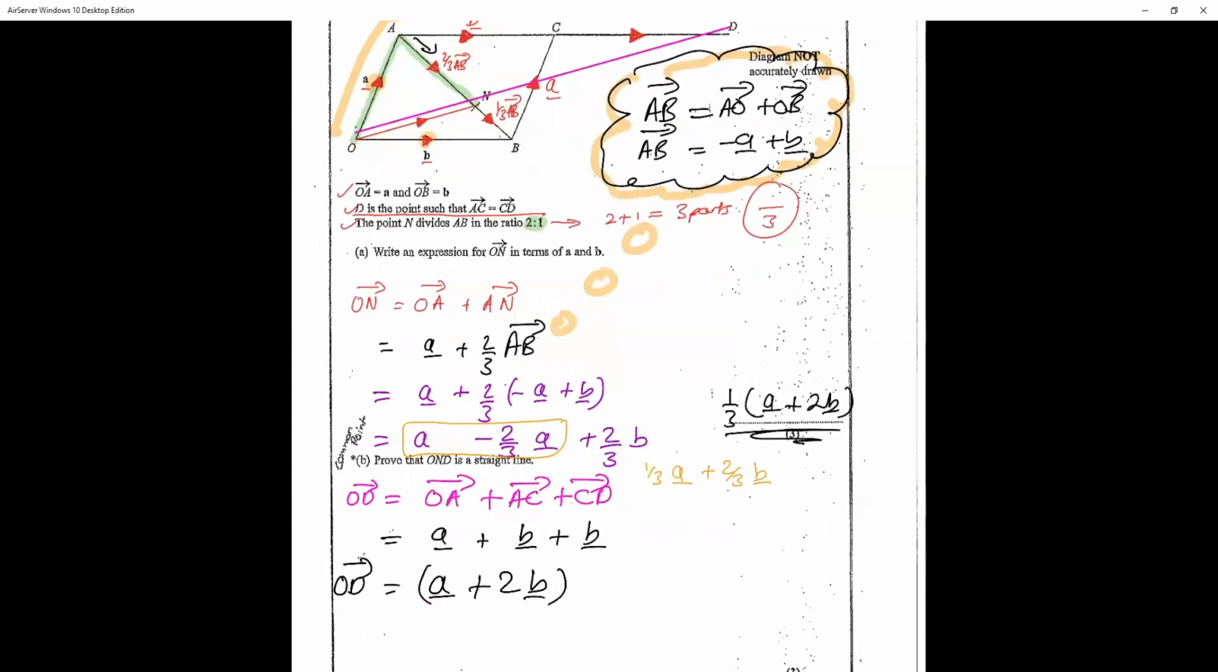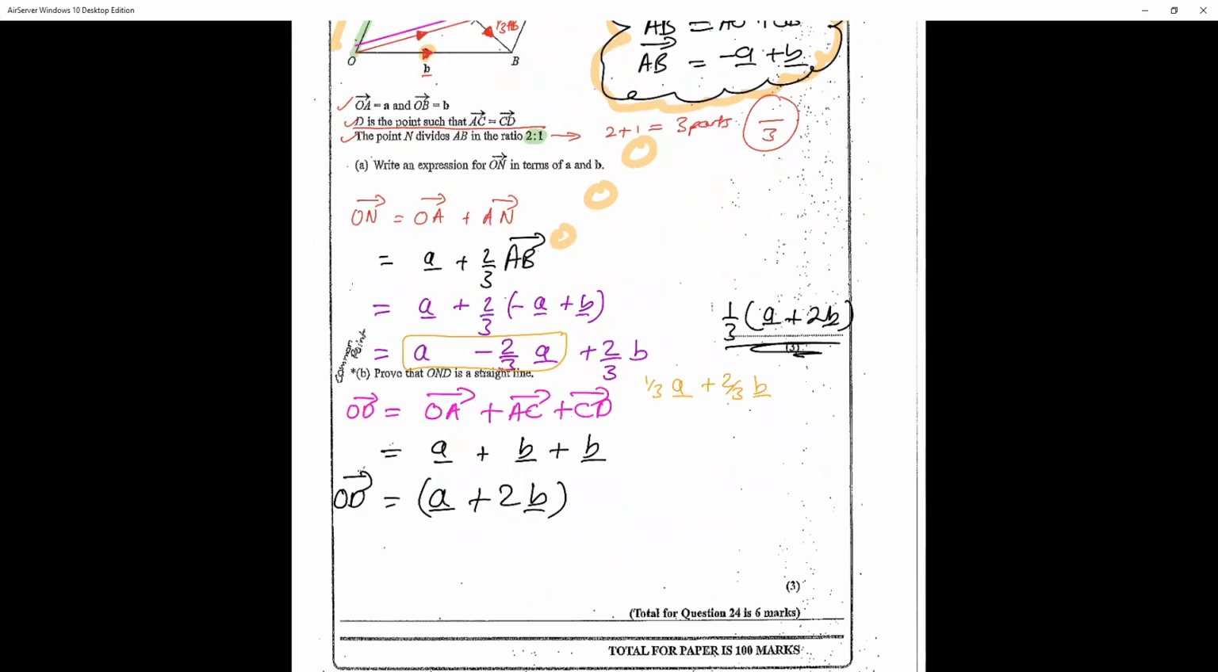Okay, that's very good. Now I want you to carefully look at this one. I'm going to highlight for you. Look at this and look at this. What do you realize straight away about those two vectors, O to N and O to D? That they're multiples of each other. So what does that mean? That means that they're parallel to each other.